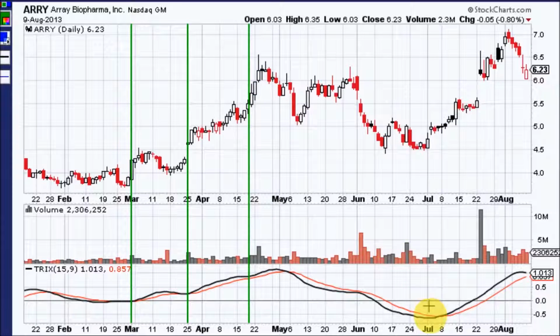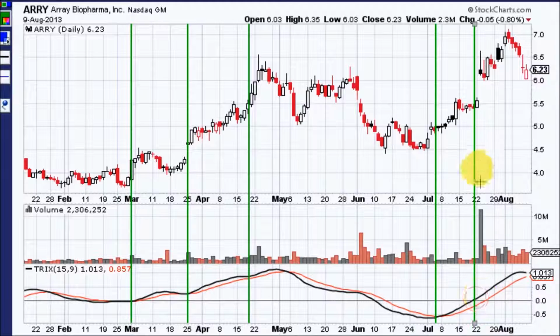Okay, the next buy signal comes right here, where Trix is below zero and below the signal line and crosses up through the signal line. The stock does go up. Here is the point where Trix crosses up through the zero line.